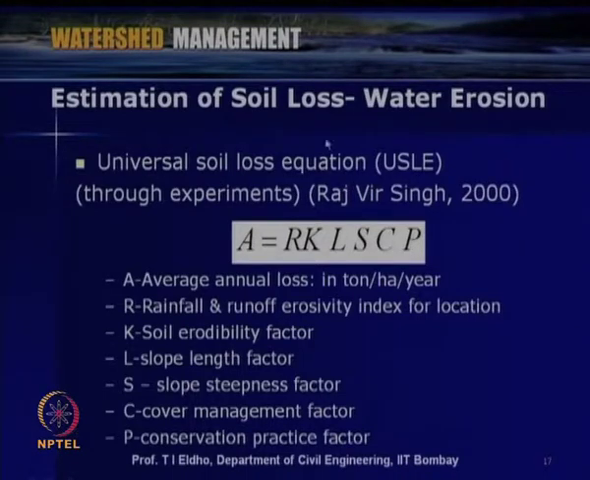This is reported in various textbooks. For example, the various relationships in this lecture are taken from the book of Rajveer Singh. The relationship for the average annual loss in tons per hectare per year can be expressed as R into K into L into S into C into P. So, A is equal to R K L S C P.